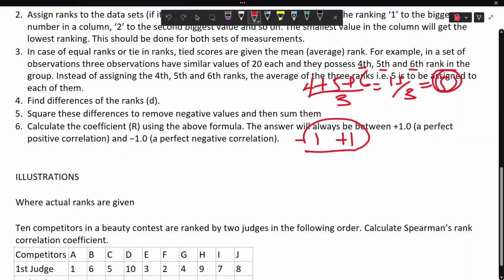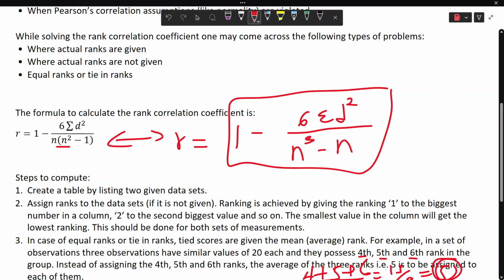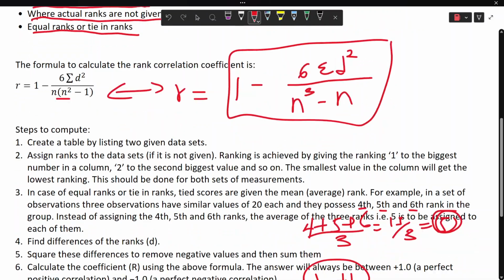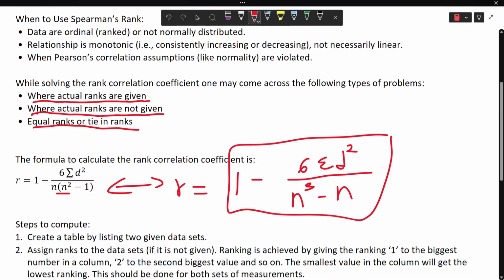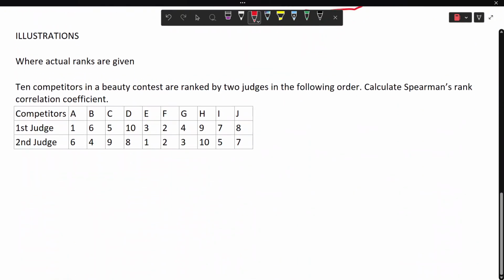Alright, let's look at some illustrations. We already mentioned that for the rank, you can be given a question where the actual ranks are given, where actual ranks are not given, and where there are equal ranks or tie in ranks. So we are going to take each one of them and try to solve some examples.